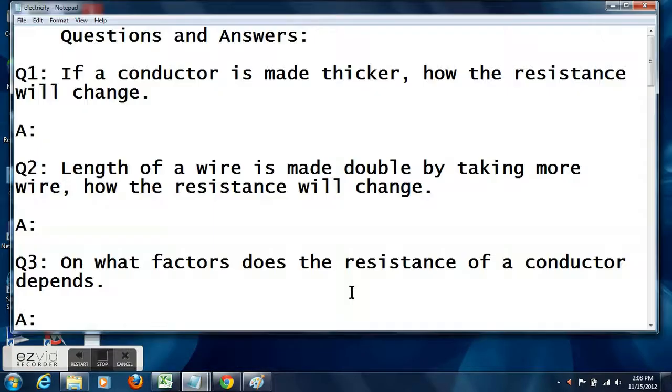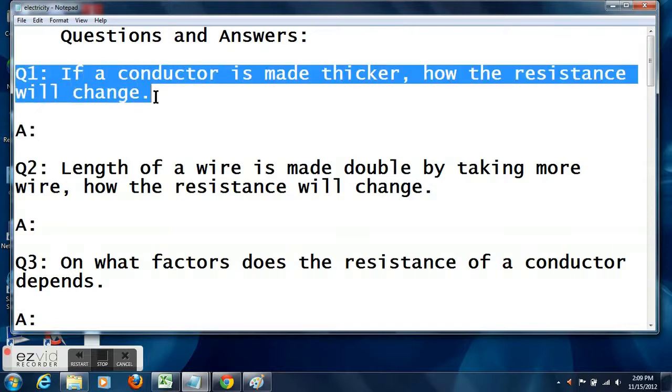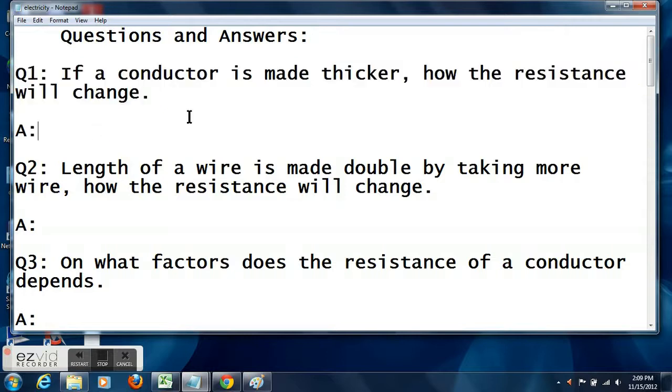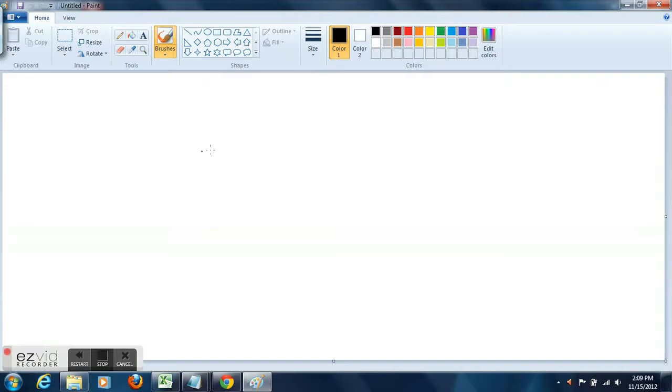In this tutorial, I am going to discuss several questions and answers on resistivity. For the first question, I will discuss the answer immediately. Starting from the second question, I will first read the questions in this tutorial, and in the next tutorial, I will discuss the answers. So I would expect you to develop the answers starting from the second question and compare your results with mine, which I will discuss in the next tutorial. Okay, now let us discuss the first question.